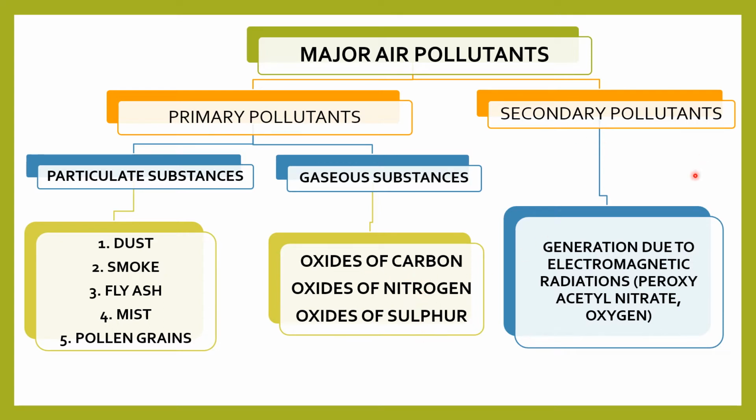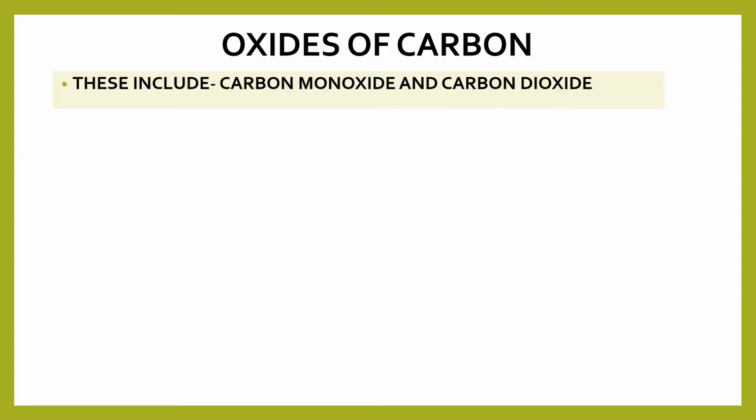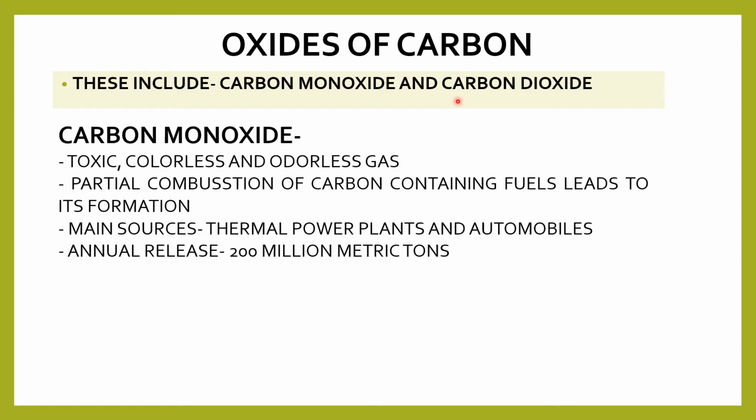Then under secondary pollutants, we have those pollutants which are generated by the action of electromagnetic radiations on the oxides of carbon, nitrogen and sulfur, and under this we have PAN and ozone as the secondary pollutants. Oxides of carbon include the two major oxides of carbon, that is carbon monoxide and carbon dioxide.